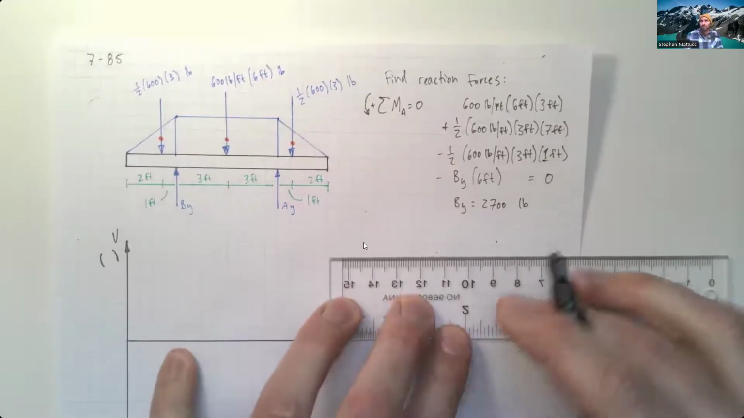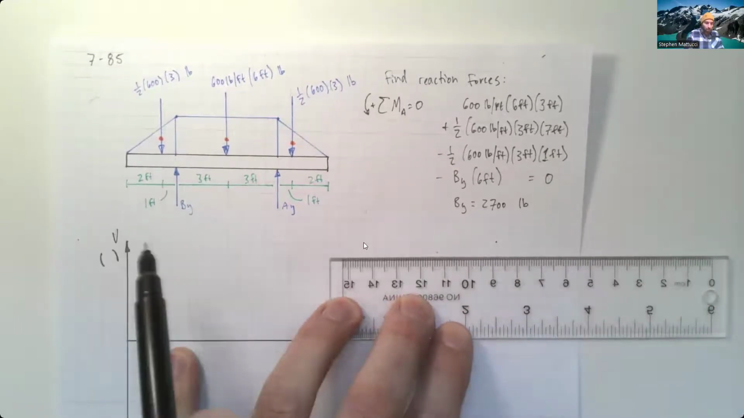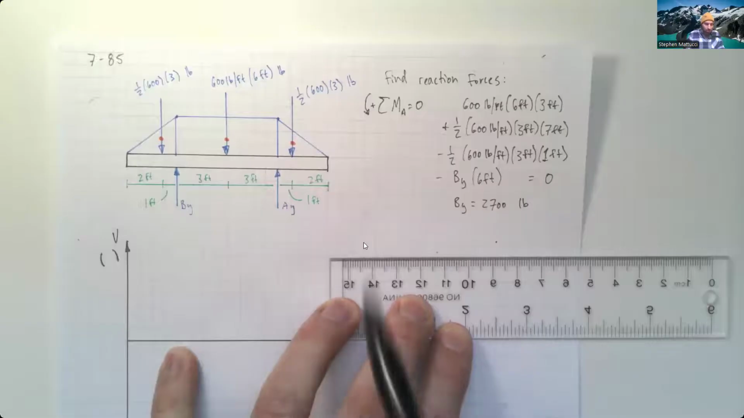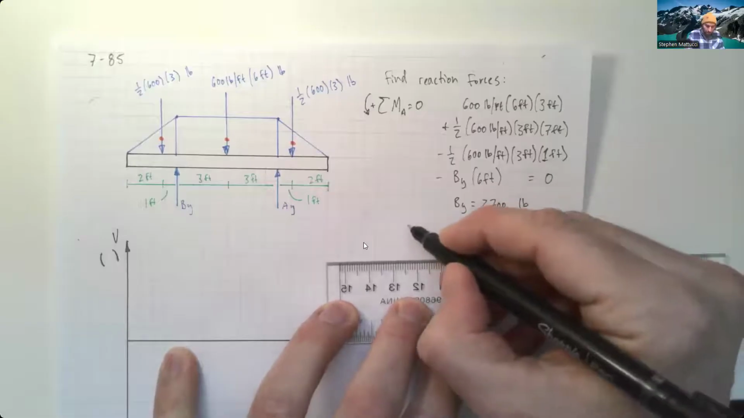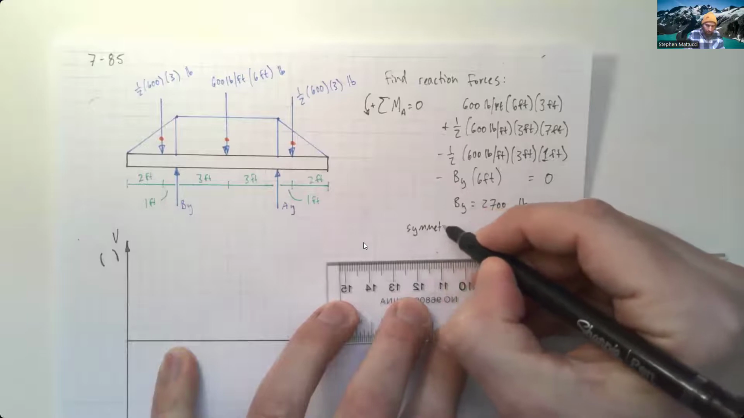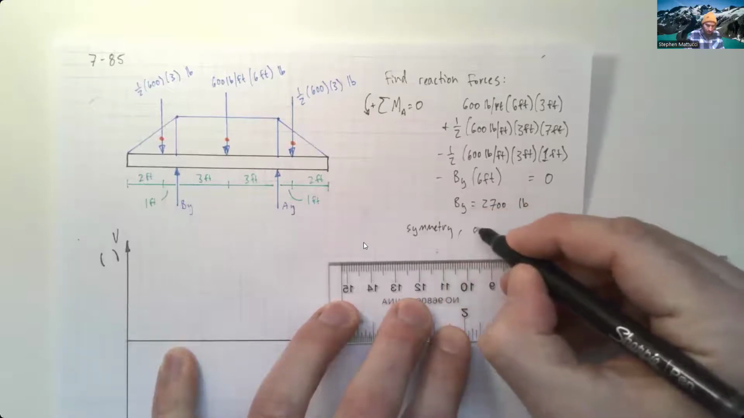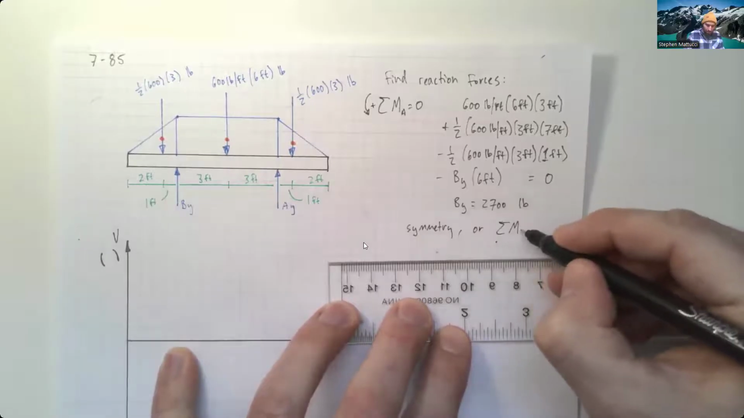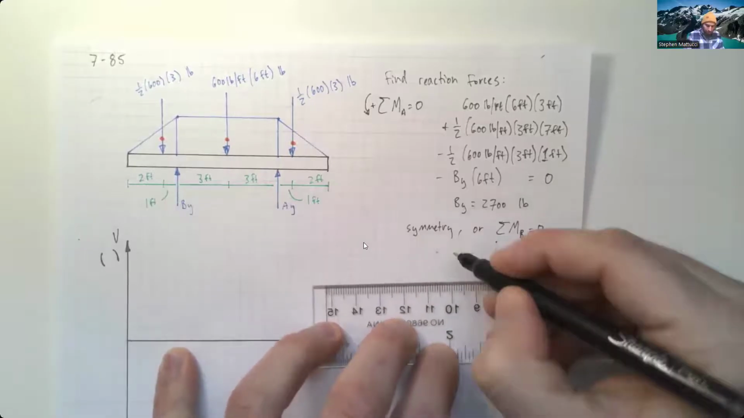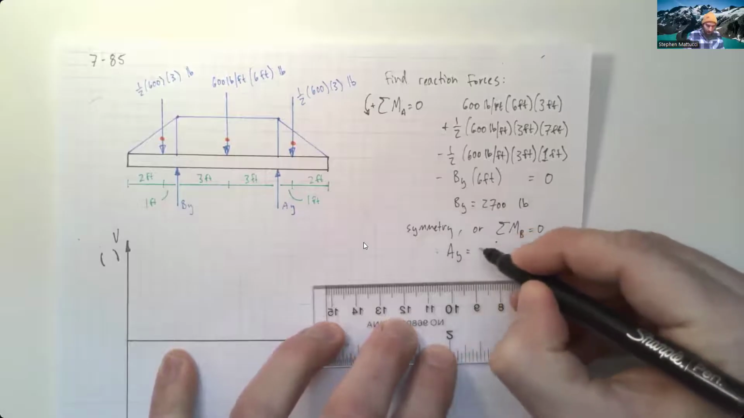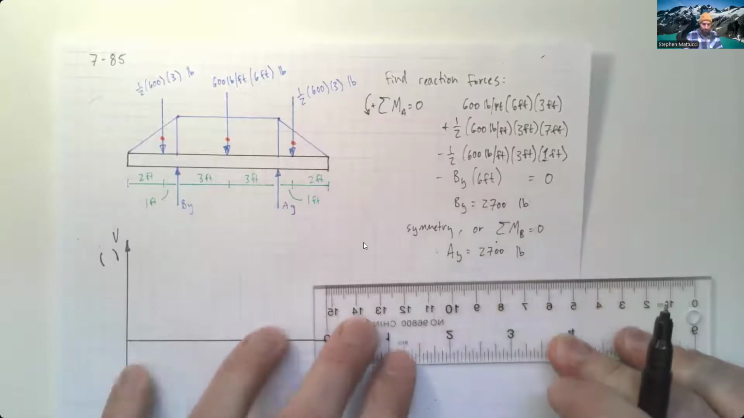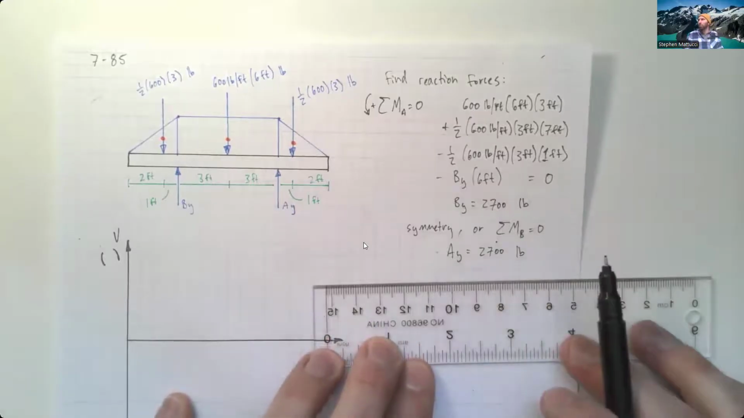And so we can look at this beam right here and we can notice that this is symmetrical. If our loading is symmetrical and our dimensions are symmetrical, that means that through symmetry, or you could have just done the same thing, summing moments at B, we're going to get the same value for Ay, 2,700 pounds. Okay, so we've got both of our loads.